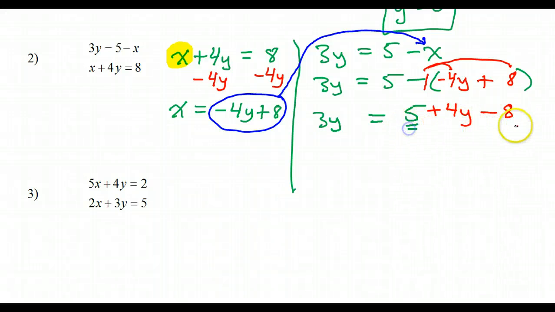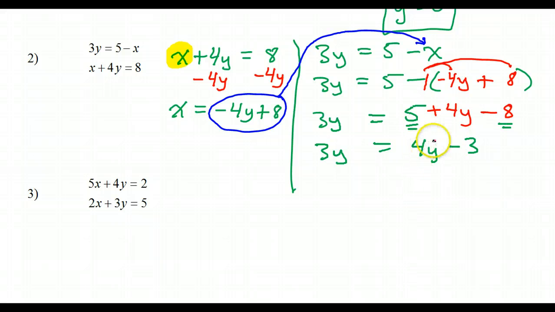Now look, these are like terms, the 5 and the -8. 5 and -8 together make -3. So we're going to have 3y is equal to 4y minus 3 by putting these two together.